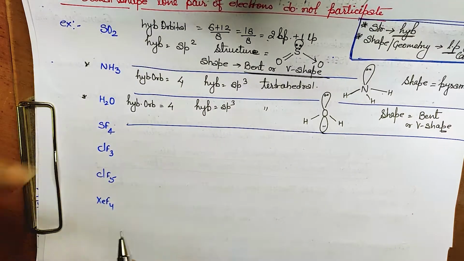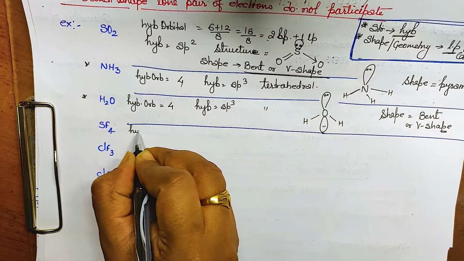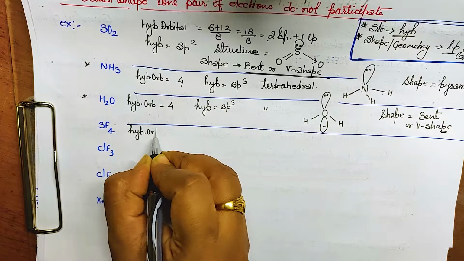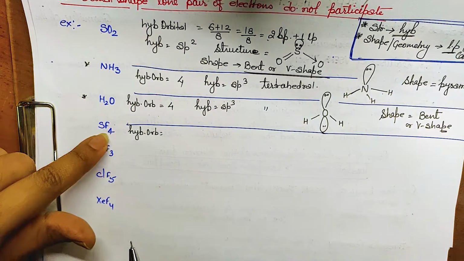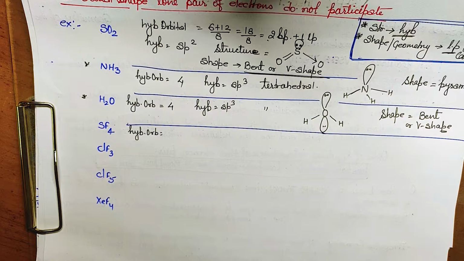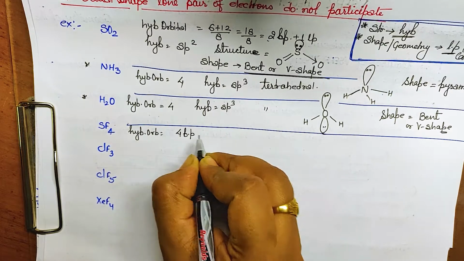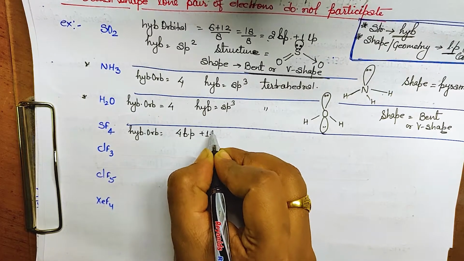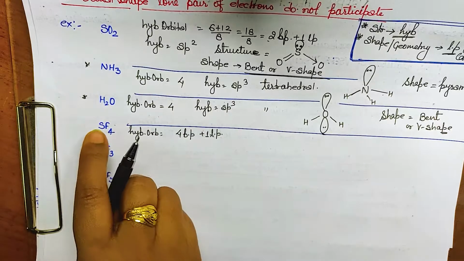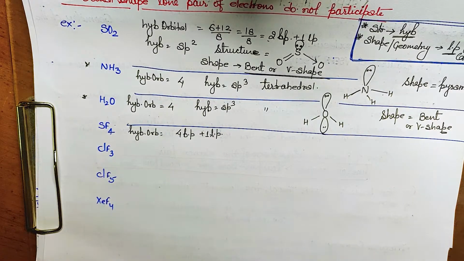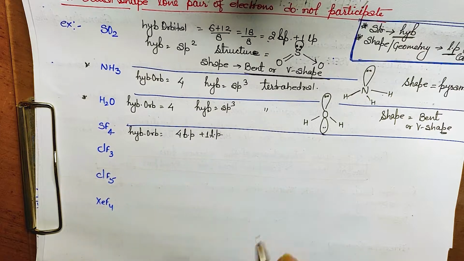So SF4, sulfur is having valence electron 6, and 7 times 4 is 28. So 28 plus 6 is 34. 34 divided by 8, it will be 4 bond pairs and 1 lone pair, isn't it? Are you getting like this? Think of it. Sulfur 6 and 7 times 4 is 28, so 28 plus 6 is 34. 34 divided by 8 gives 4 bond pairs completely, and 2 left, 2 divided by 2 is 1 lone pair, isn't it? So total is 5.